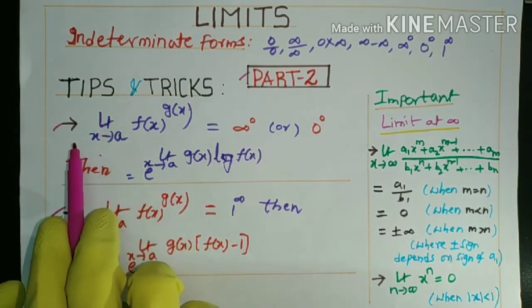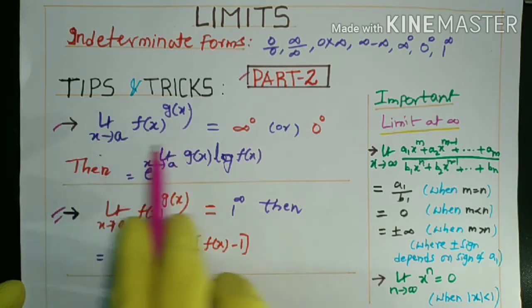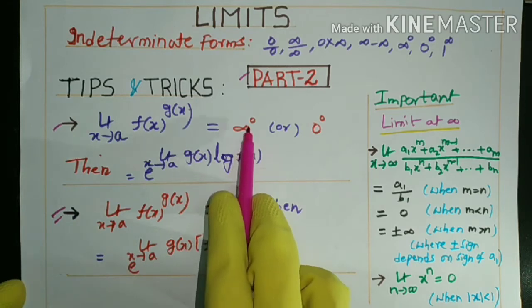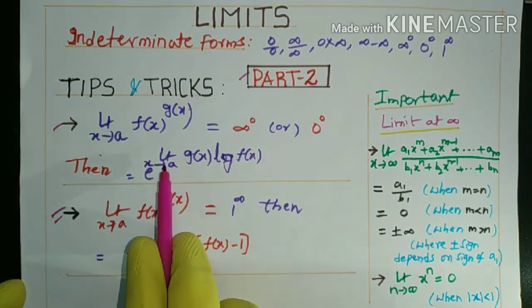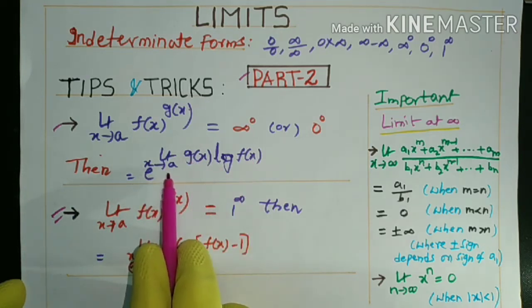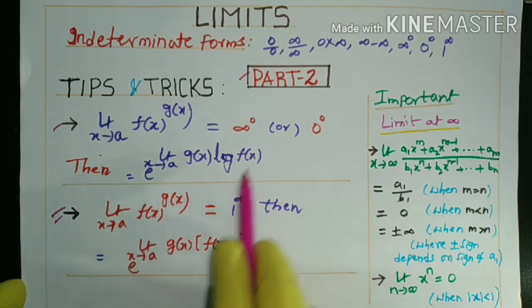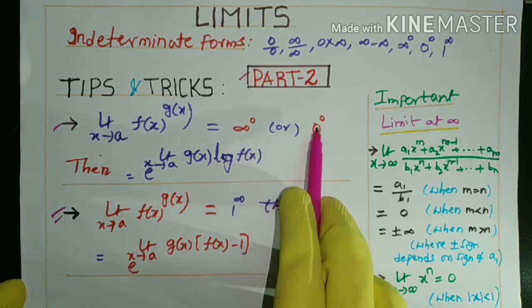First of all, if limit f of x power g of x as x extends to a is in the form of infinity power 0 or 0 power 0, immediately you can change this as e power limit g of x into log f x as x extends to a. Simply you can change this like this.